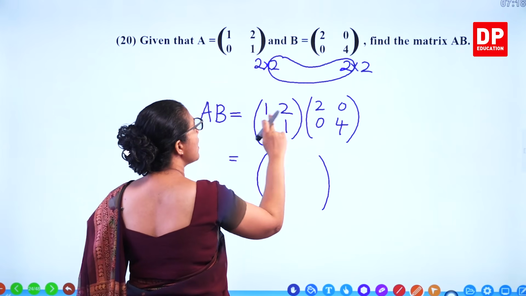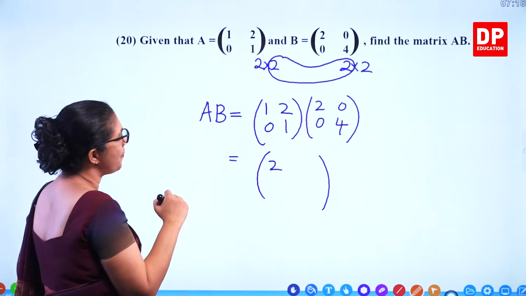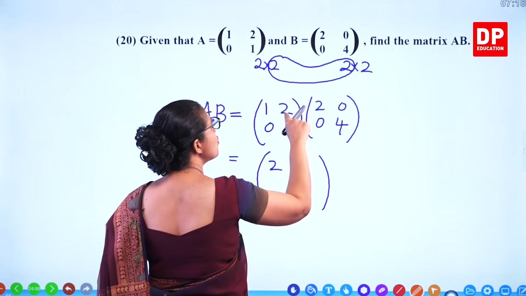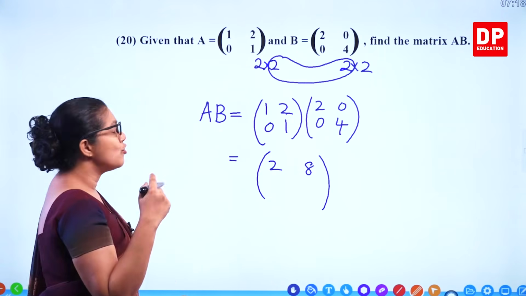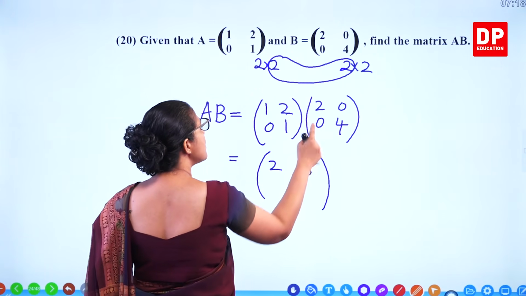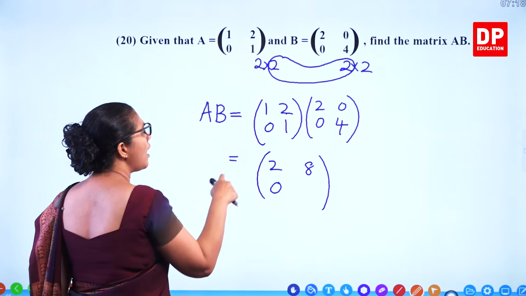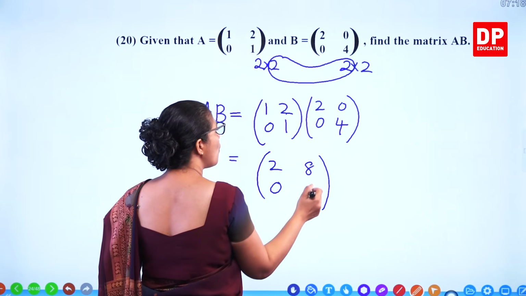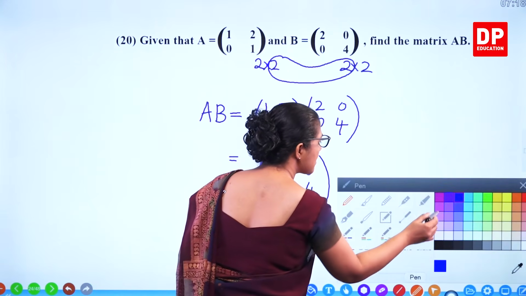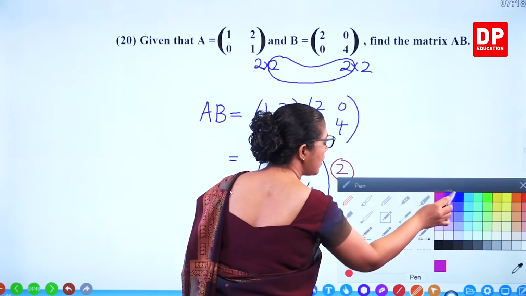First row, first column. 1 with 2, that's 2. 2 with 0, 0. Answer is 2. First row, second column. 1 with 0, 0. 2 times 4, 8. You are multiplying and adding the 2 values. 0 times 2, 0. 1 times 0, 0. 0 plus 0, 0. Second row, second column. 0 into 0, 0. 1 times 4, 4. So the final solution is this. So you get 2 marks if all elements are correct, or 1 mark if halfway correct.